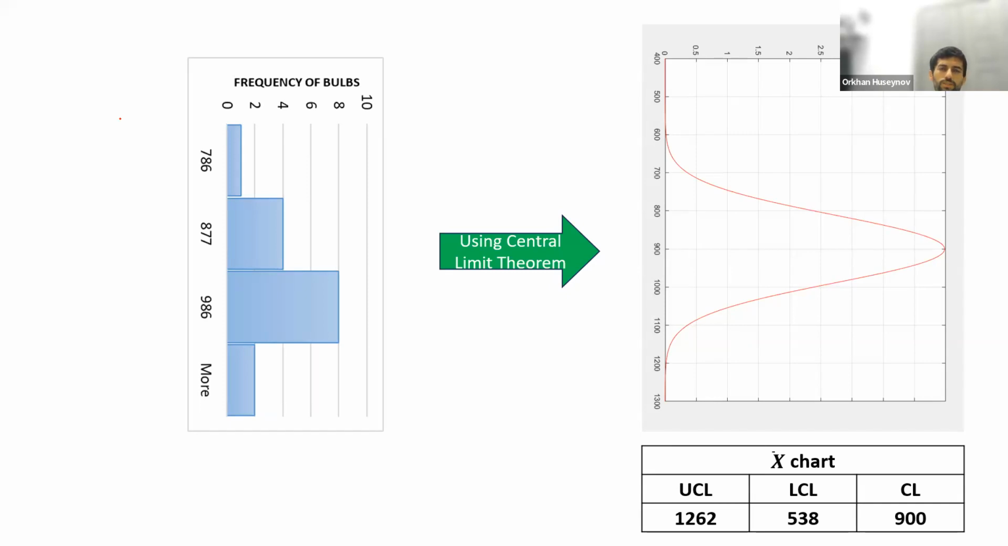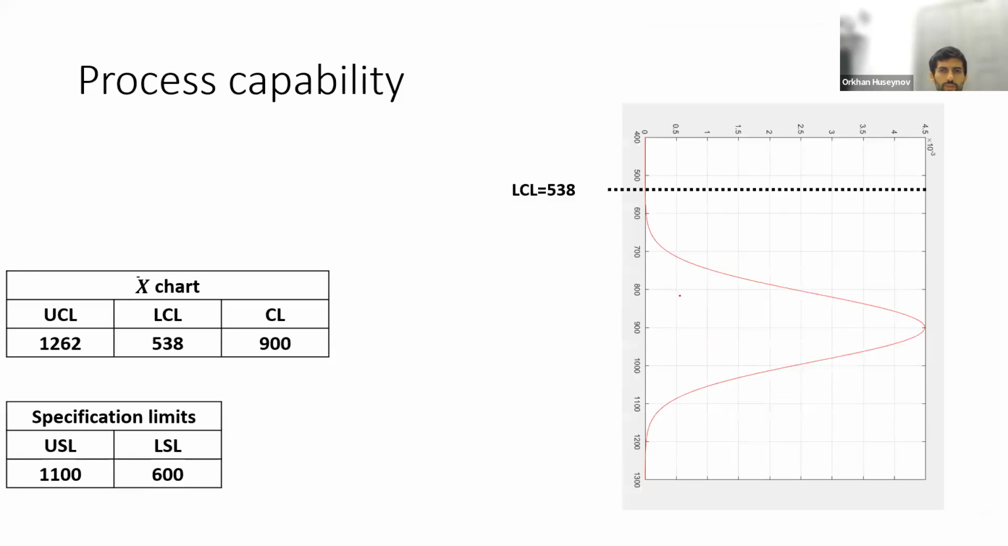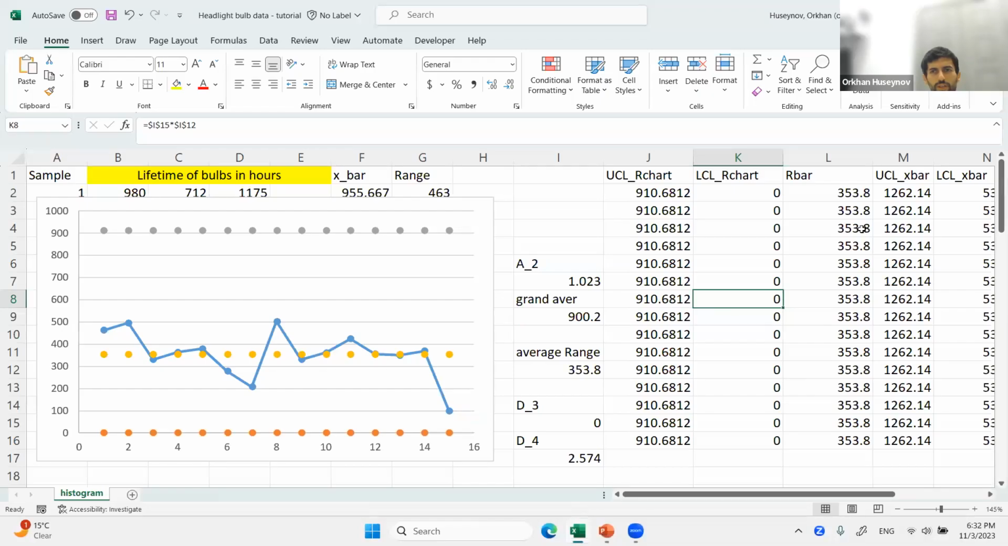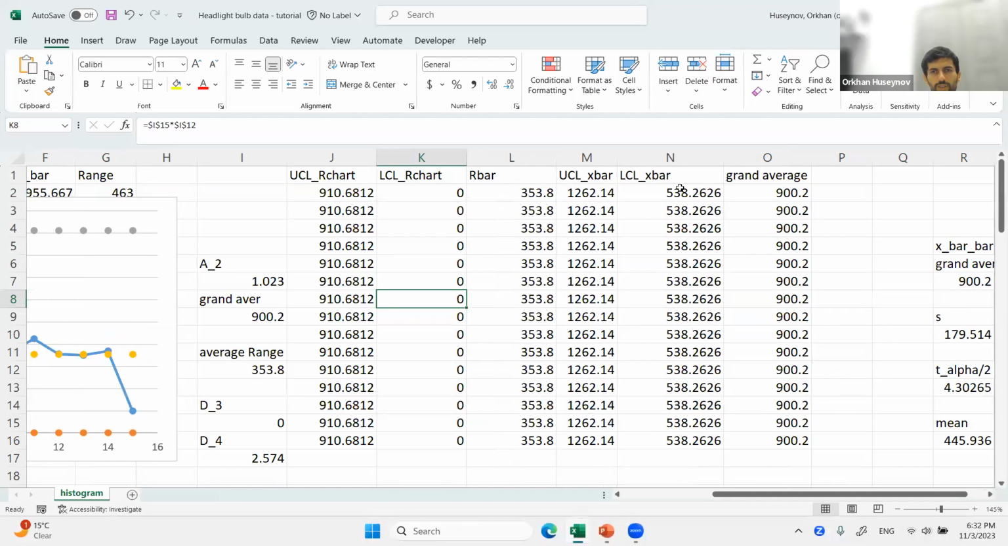Okay, so let's check it now. What is capability, and what does it mean that the process is capable or not? So from the problem, we had the upper control limit, the lower control limit, and the center line. Now I will put all of them on this chart. You can see this is the lower control limit. These are from the Excel. Yes, we did it. So we did that. The lower control limit is 538. So let me just go to Excel. You can see the lower control limit for the X bar chart. It is 538.